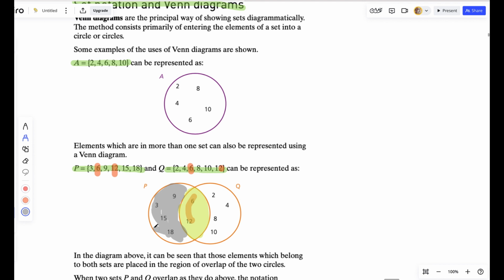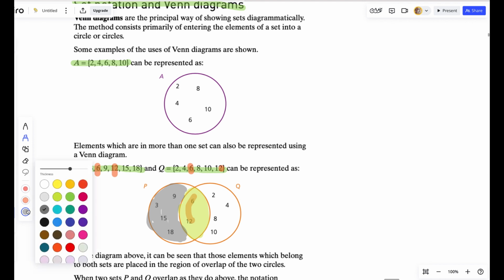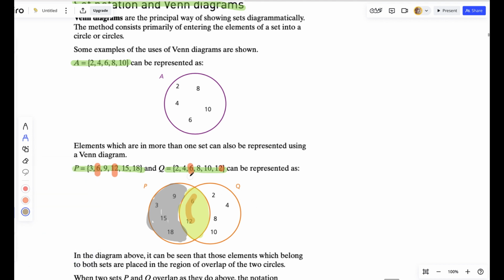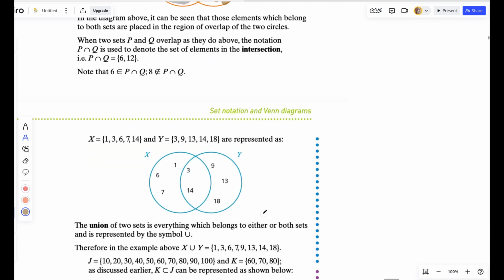Let's take a look at the other one, set Q. What are the other elements that are not in the overlap? The other elements that are not in the overlap, we bring them out. For example, we take 2, 4, 8, 10, and we spread them out in this set. So this is how we draw a Venn diagram and show the numbers in it. Now let's move on quickly.